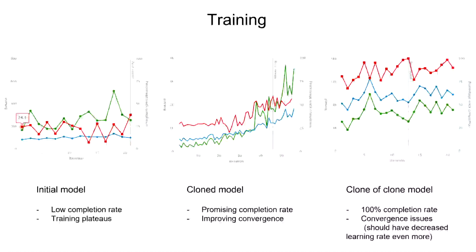So we can see progressively we get improved completion rate. However, in some cases, I did face convergence issues, at which point reducing the learning rate definitely helped.